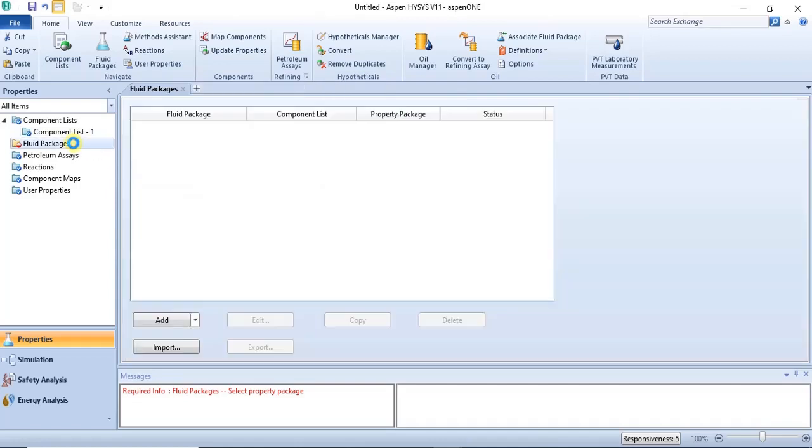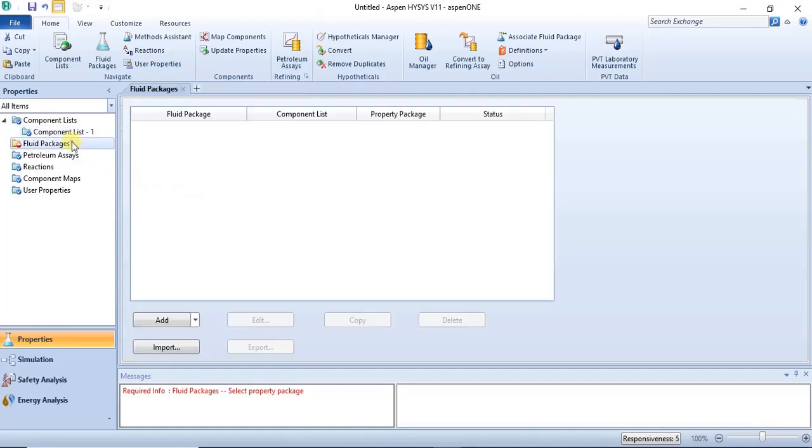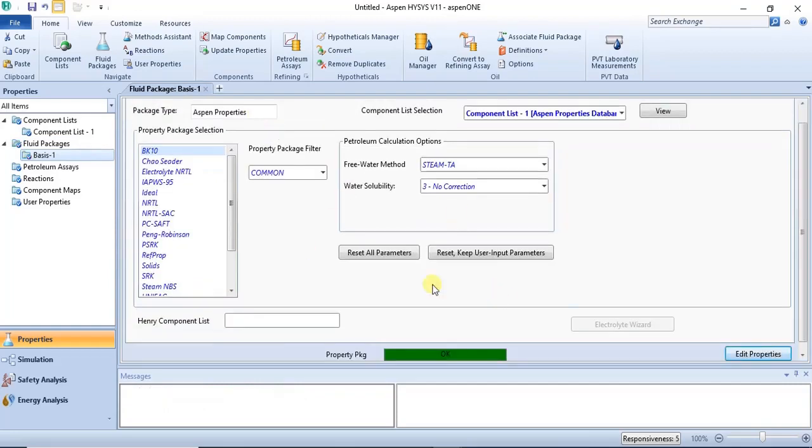Then now to the fluid package. So we use the Aspen properties data banks here. So we are still going to make use of it in the fluid package. So you click on Aspen properties to choose the fluid package.